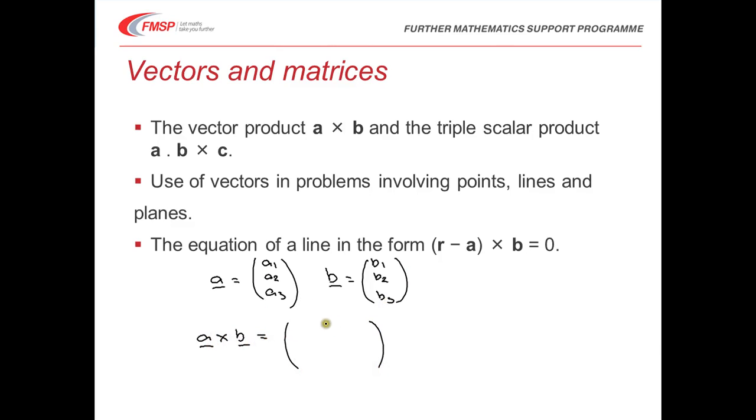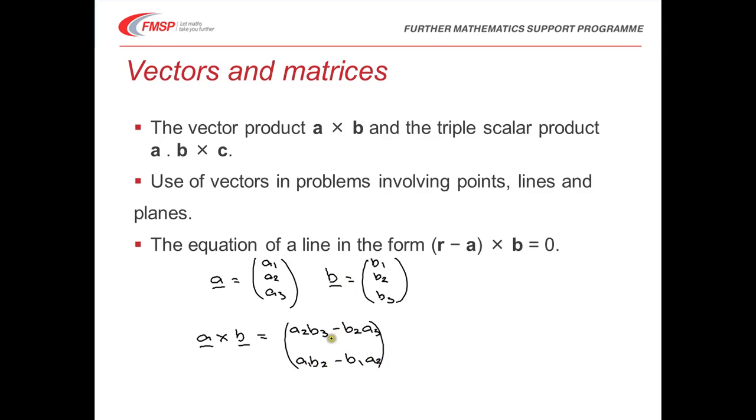So for the X component, we take the determinant of the matrix formed by pushing these four numbers together, A2, B2, A3, B3. So that would be A2 B3 minus B2 A3. And similarly for the Z component, we push these four numbers together. So that's A1 B2 minus B1 A2.